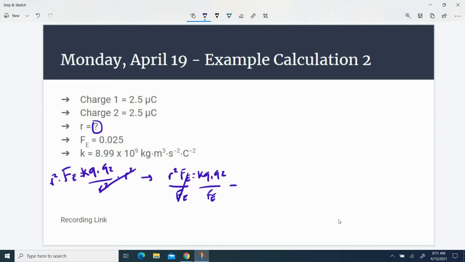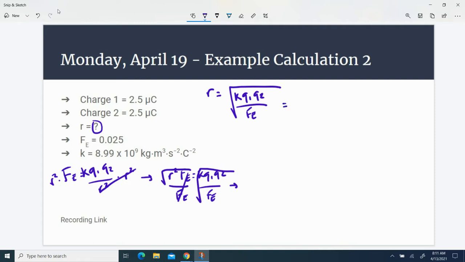That's going to cancel. And then I'm going to also square root both sides. Ooh, that looks terrible. Square root both sides. That's a little better. So I'm left with r. So my final equation is going to end up being r is equal to the square root of K Q1 Q2 over Fe. All right, we have all the values for that, so now we just got to plug in our numbers.